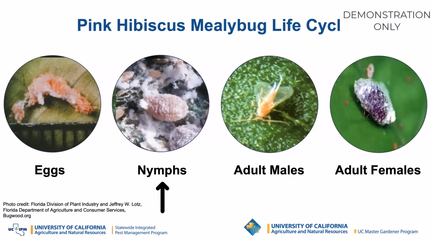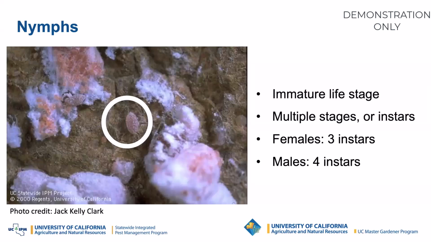Next, let's talk about nymphs. Nymphs are the immature life stages of insects. PHM has multiple nymph stages, which are referred to as instars. Females go through 3 instars before maturing into an adult, while males go through 4.